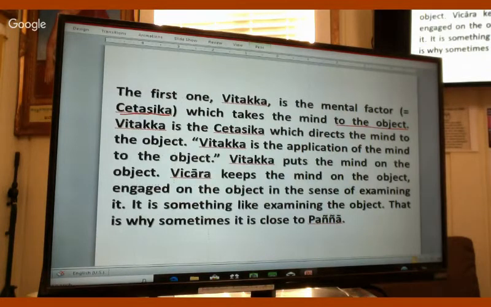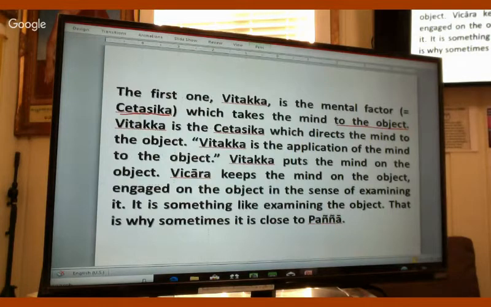Yeah. So here, Vitaka is a Chitasika. Direct the mind to the object. The Buddha explained, give the example. They're very, very easy to understand. If you want to see a person, the general person cannot meet with the president, isn't it? But maybe a person walking in the White House can introduce the general person to the president. Vitaka is like this.